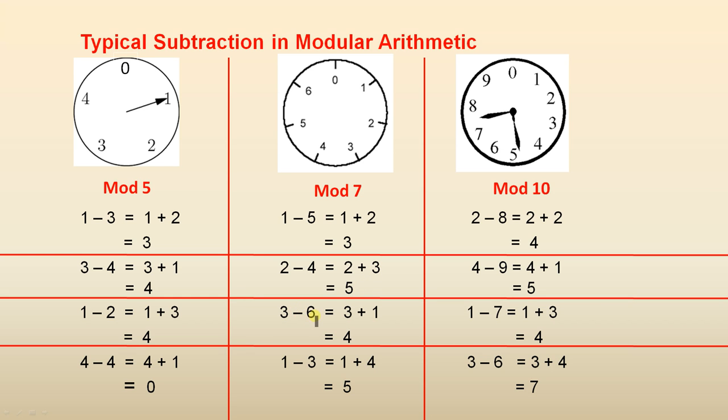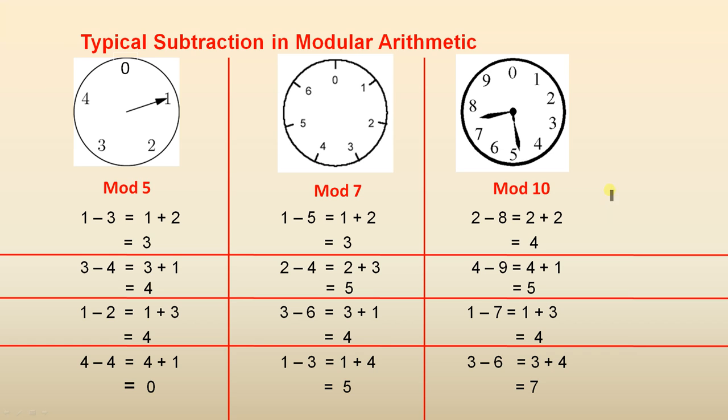3 minus 6 is the same as 3 plus the opposite of 6. The opposite of 6 is 1. So 3 minus 6 is the same as 3 plus 1, and that gives us 4. 1 minus 3 is the same as 1 plus the opposite of 3. The opposite of 3 is 1, 2, 3, 4. So 1 minus 3 is the same as 1 plus 4, and that gives us 5.